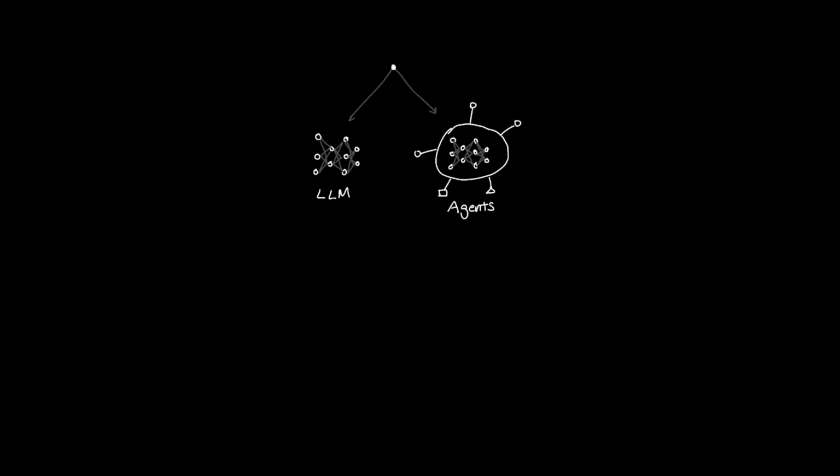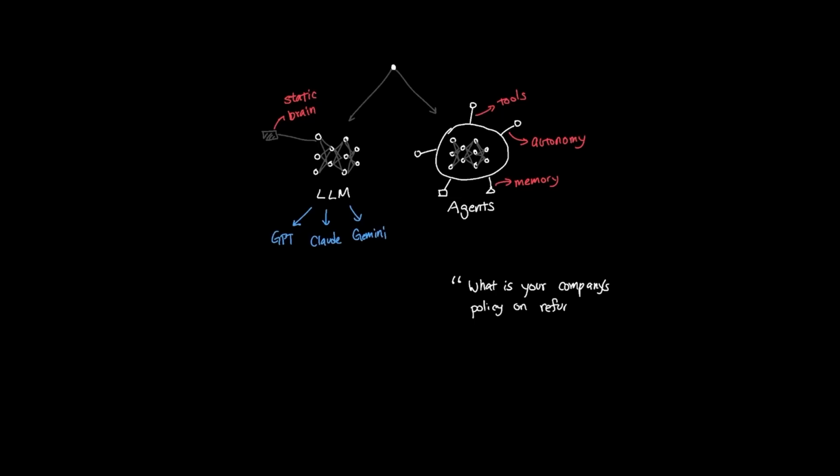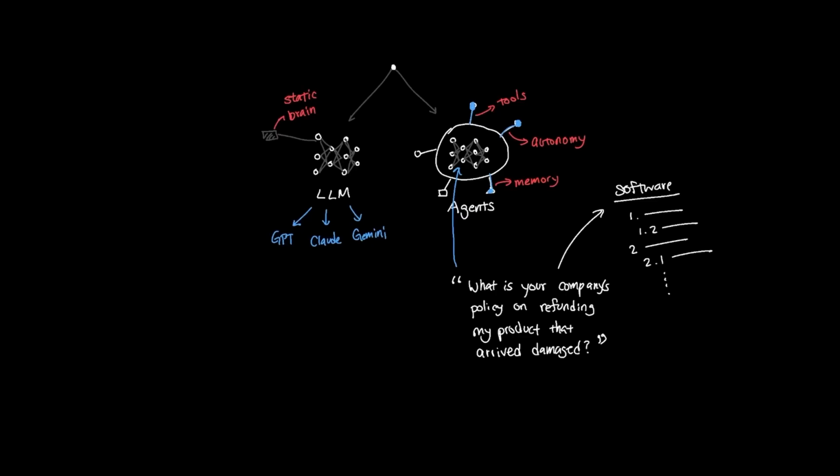When you use large language models like GPT, Claude, and Gemini directly, you're using them as a static brain that can answer questions based on their training data. An agent, on the other hand, has autonomy, memory, and tools to perform whatever task it thinks is necessary to complete your request. For TechCorp's customer support scenario, imagine a customer asks, "What's your company's policy on refunding my product that arrived damaged?" An agent will autonomously self-determine how it should answer that request, instead of traditional software that requires conditional statements that determine how a program should execute.